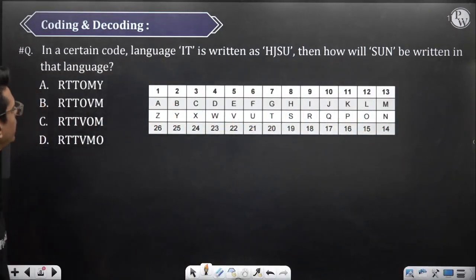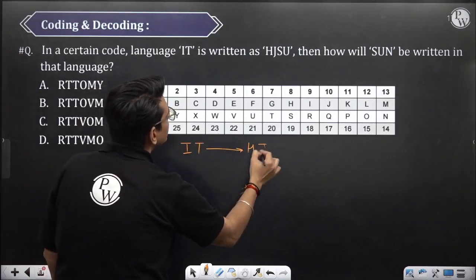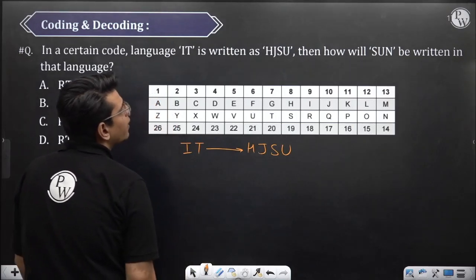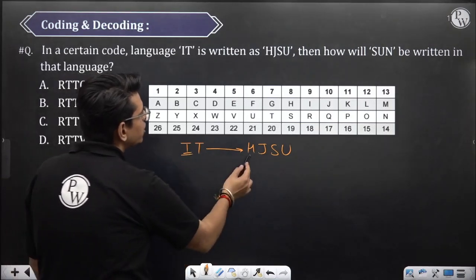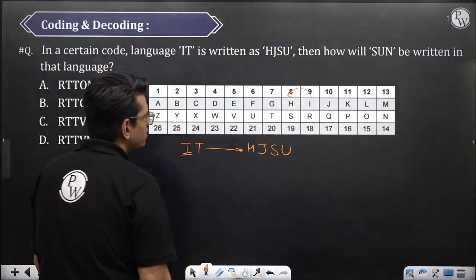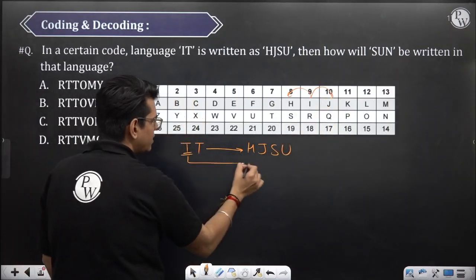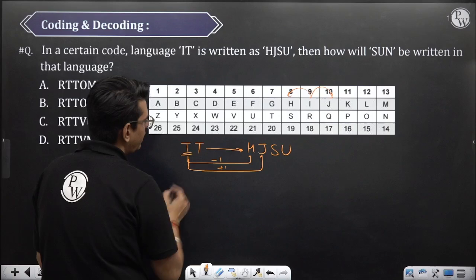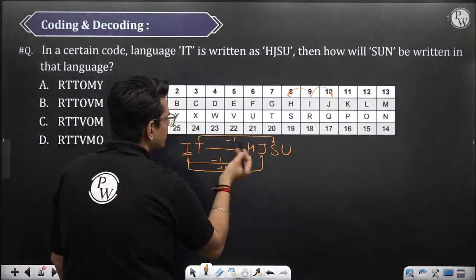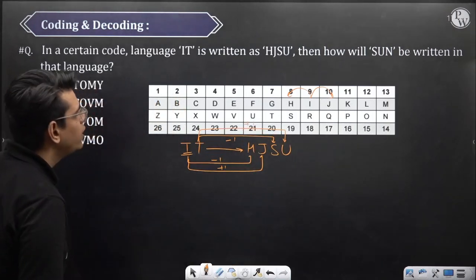Okay. Let's see. In a certain code language, IT is written as HJSU, right? And we need to find SUN. So let's see, first I is related to H. H is one step backwards and J is one step ahead. So this is minus 1 and this is plus 1 with I. Similarly, T minus 1 is nothing but S and T plus 1 is nothing but U. Similarly, we will do for S.